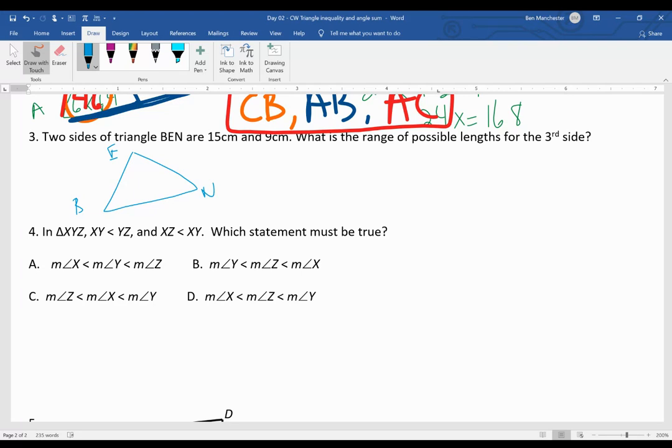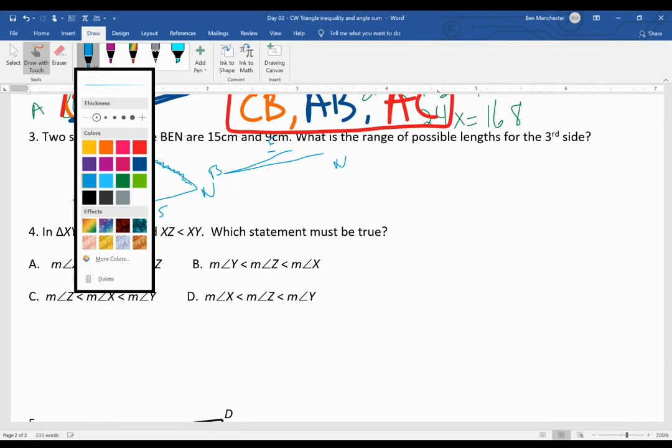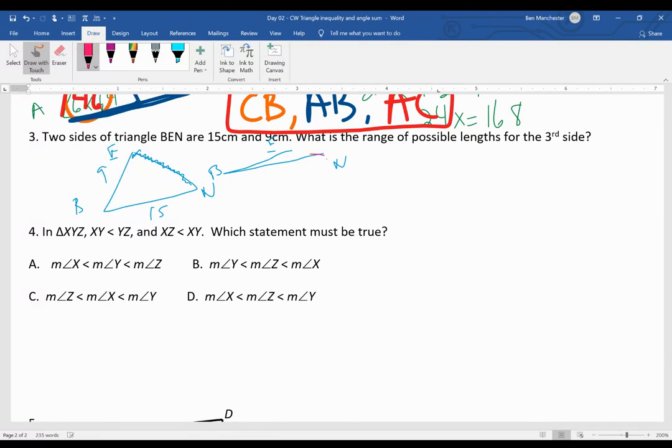And one side is 15. Let's make this side 15. We'll make this side 9. So the question is, what are all the possible lengths for this third side? Right? So what's the smallest possible? If I took B, E, and N and I made it really, really skinny, right? This is B and this is E and this is N. What are the possible lengths for this third side here?